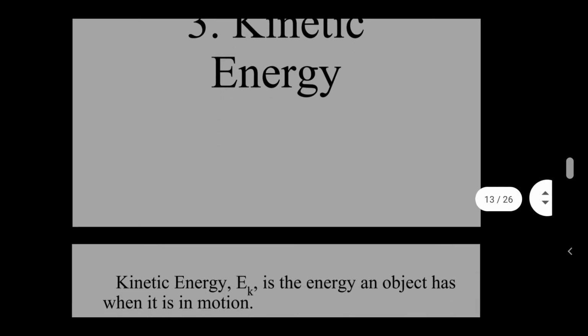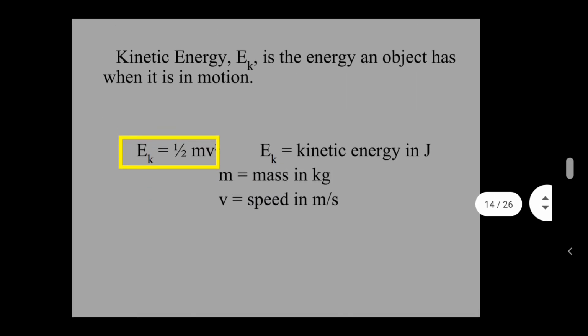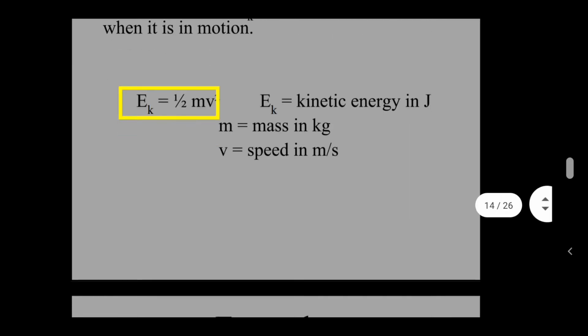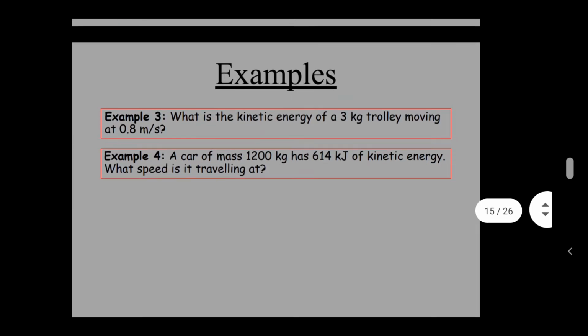Okay? So kinetic energy, number 3. Kinetic energy is the energy of an object when it's in motion. And again, there's a 2 there when it says EK equals a half mv squared. There's a 2 there by mistake, not showing up because of that yellow box. EK is the kinetic energy in joules, m is the mass in kilograms, and v is the speed in meters per second. So 2 examples.